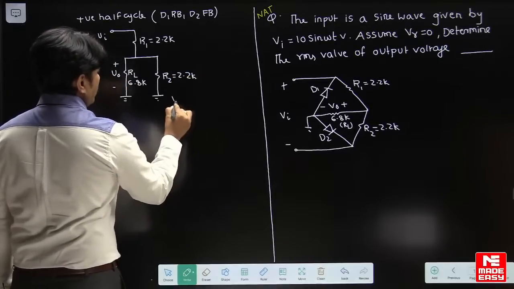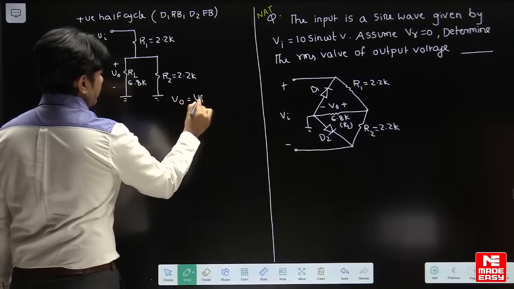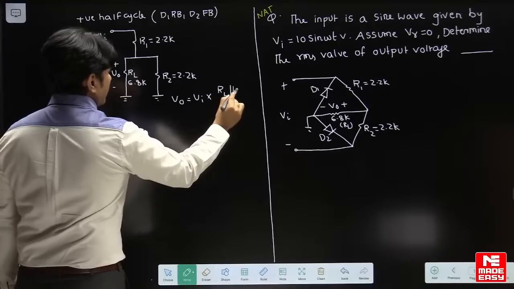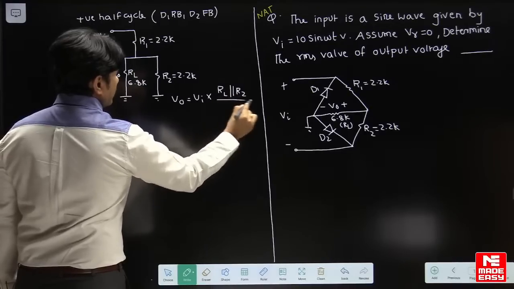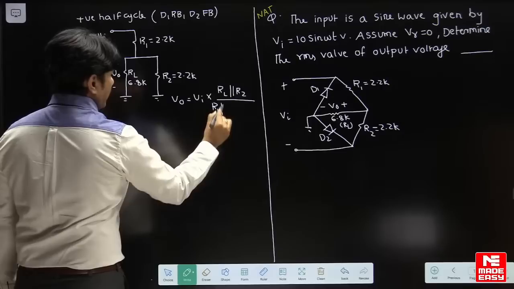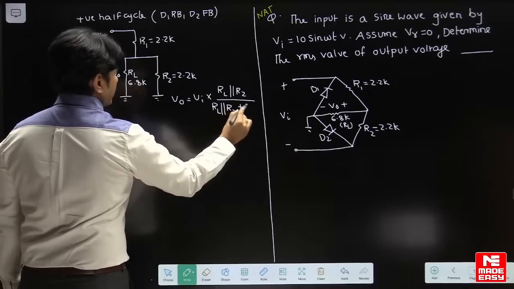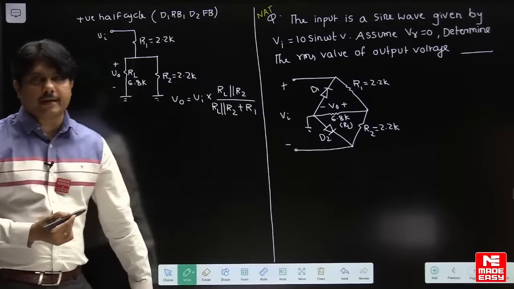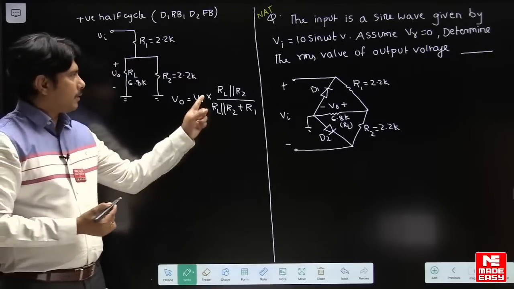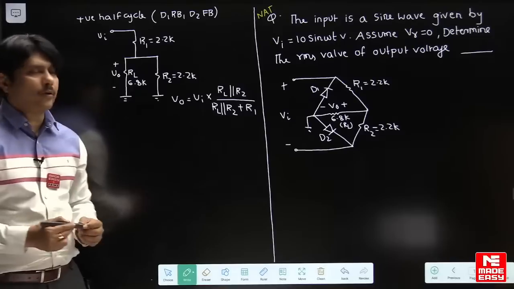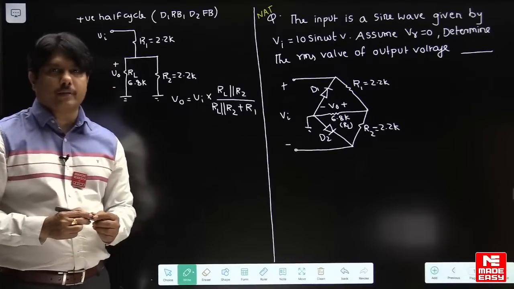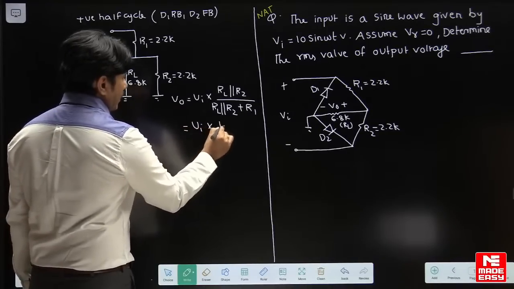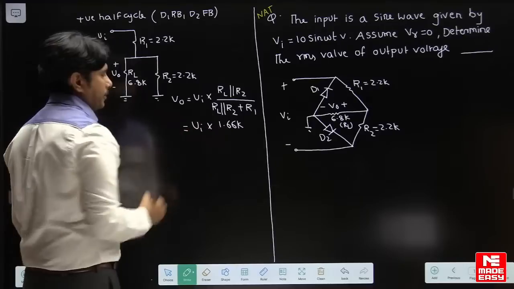Just write the output as your input times RL parallel to R2, divided by RL parallel to R2 plus R1. Like this you can find the output voltage we are expecting. If you take the parallel combination 6.8K parallel to 2.2K, we are getting 1.66K.